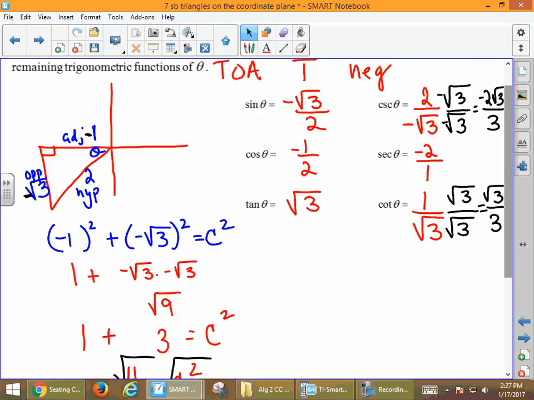Notice that we did end up with tangent being a positive value and sine being less than 0, which ends up to be a negative value.